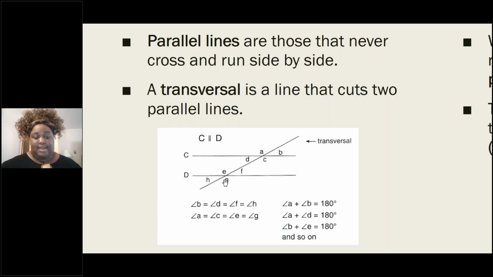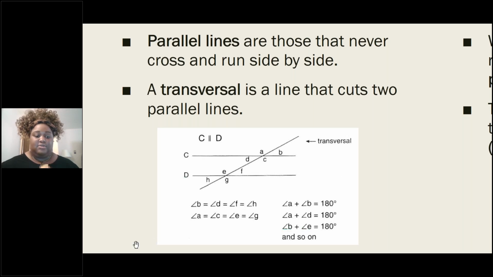Same with, if I look down here, angle E and angle G are opposite each other, so they're equal. And angle F and angle H are opposite each other, and they're equal. What this is showing down here is that because these are parallel lines, and only because they're parallel lines, angle B and angle D, whatever that number is, is going to be the same as angle F and angle H. Same with angle A and angle C. They're equal because they're vertical angles, but they're going to be equal to whatever angle E and angle G are because of these parallel lines.